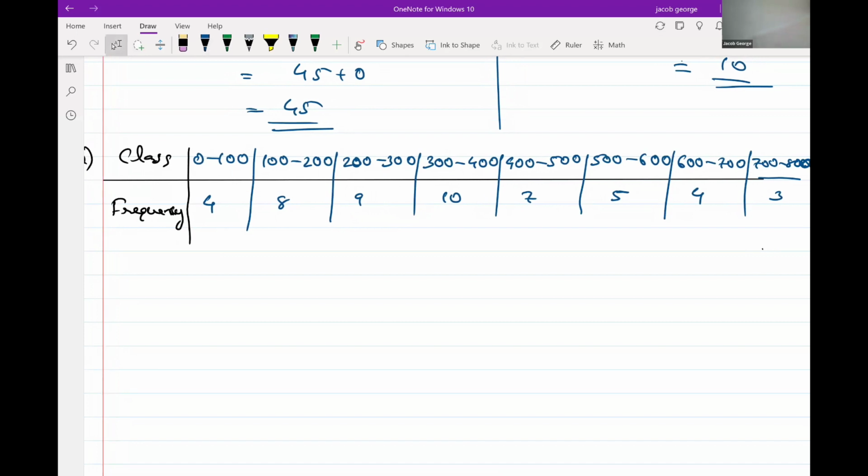Please write. 0 to 100, 4; 100 to 200, 8; 200 to 300, 9; 300 to 400, 10; 400 to 500, 7; 500 to 600, 5; 600 to 700, 4; 700 to 800, 3. This is again continuous data. Please try. You will write the vertical column.